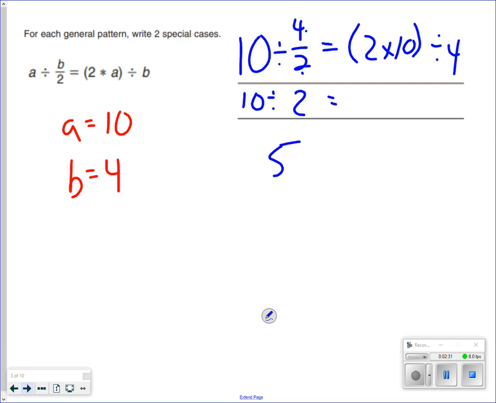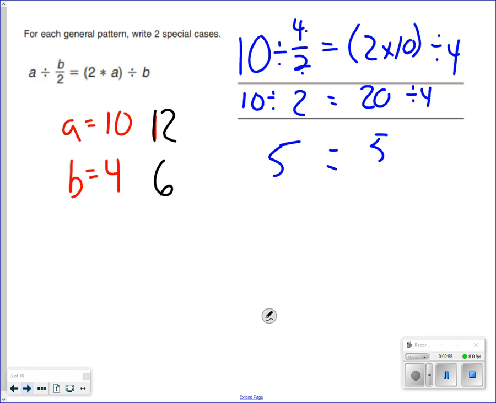Let's see if the other side can get to that. Well, 2 times 10 is 20. We're going to divide it by 4. We get 5 as well. So yes, that general pattern does work. Let's try another set of numbers. Let's play around and put a 12 in for A. And let's put a 6 in for B.